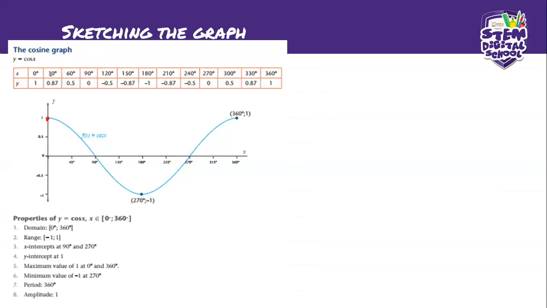Then you go to 30. You do the same. You go to 60. You go to 90. You can see cos 90 is equal to 0. This is our 90 here. So 90 produces a y value of 0 there. So we all know that on this line of the x-axis, our y value is 0.